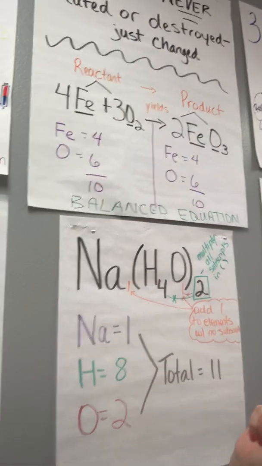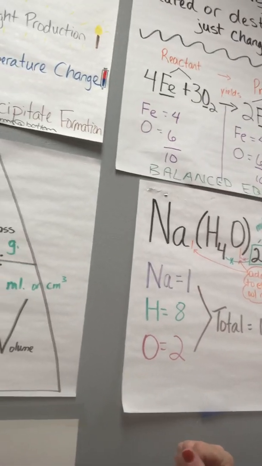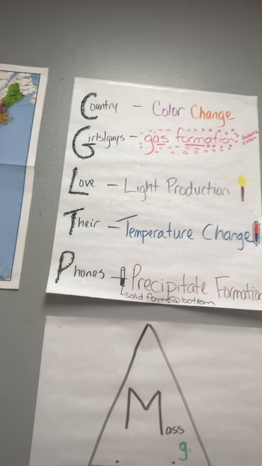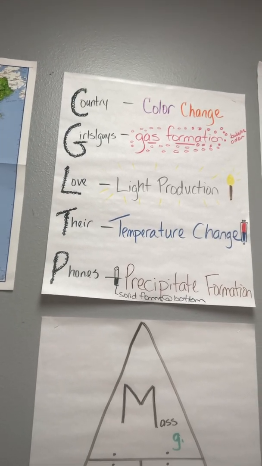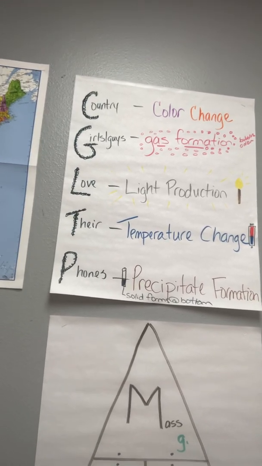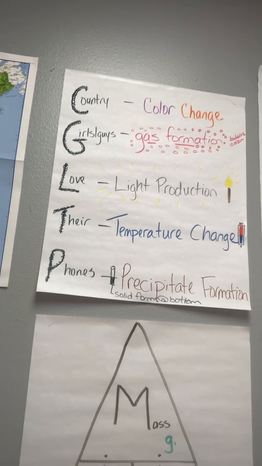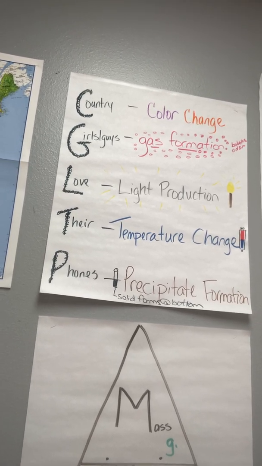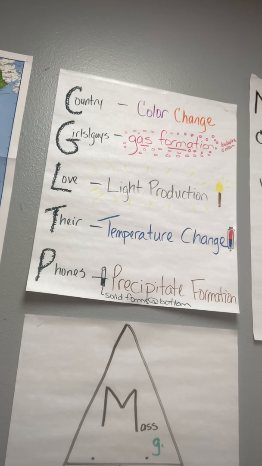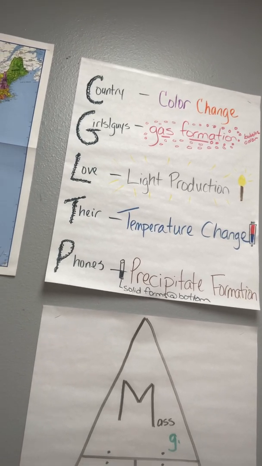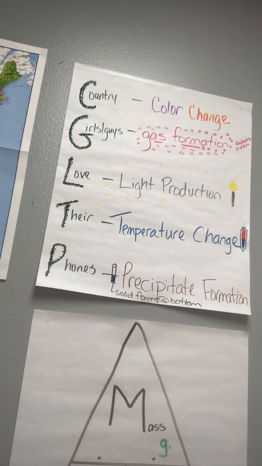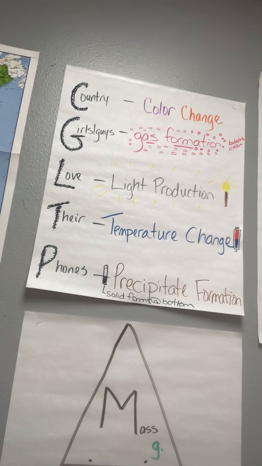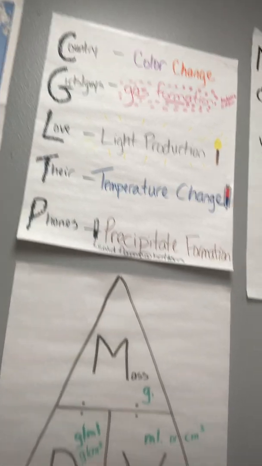Okay? All right. So coming over here, we have our Country Girls and Guys Love Their Phones, which is actually how we determine whether or not we've seen a chemical reaction. The C stands for color change. G, for girls or guys, stands for gas production. L stands for light production, T is temperature change, and P is precipitate formation.